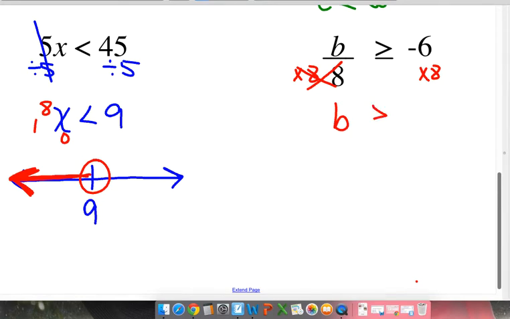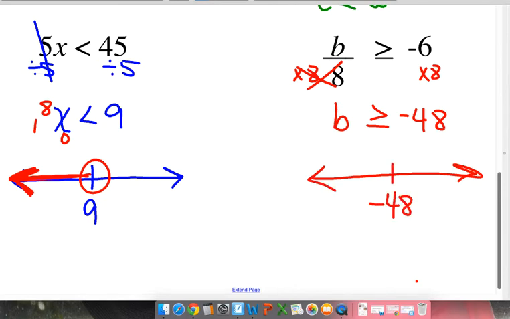B, still greater than or equal to, -6 times 8 is -48. Graphing? Sure. There's -48. I know I need a circle. Now, what are some values that are greater than or equal to -48?